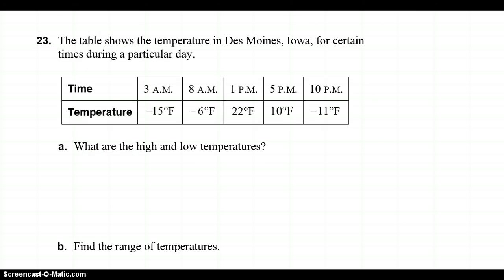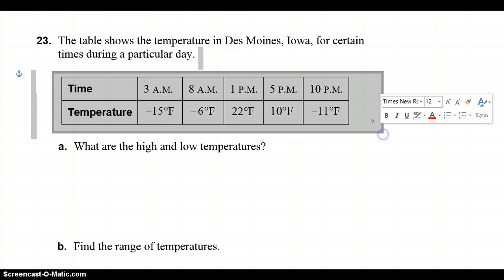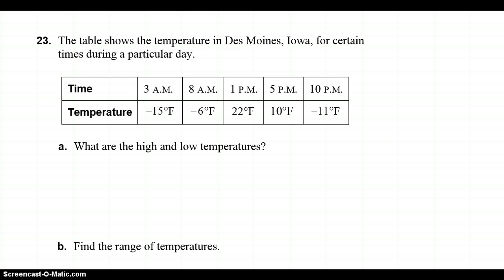And finally, question 23, we're going to use this table for questions A through E. You're going to use this table right here for all of the questions on this page. There will be a question similar to this on your test where you'll have to answer 5 questions as well. This is almost identical. This table shows the temperature in Des Moines, Iowa for certain times during a particular day. At 3 a.m. it's negative 15, at 8 a.m. it's negative 6, at 1 p.m. 22 degrees, 5 p.m. 10 degrees, and 10 p.m. is a negative 11 degrees.